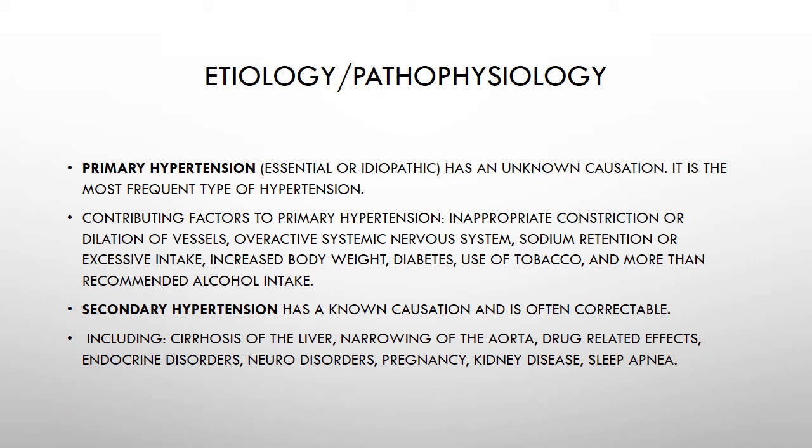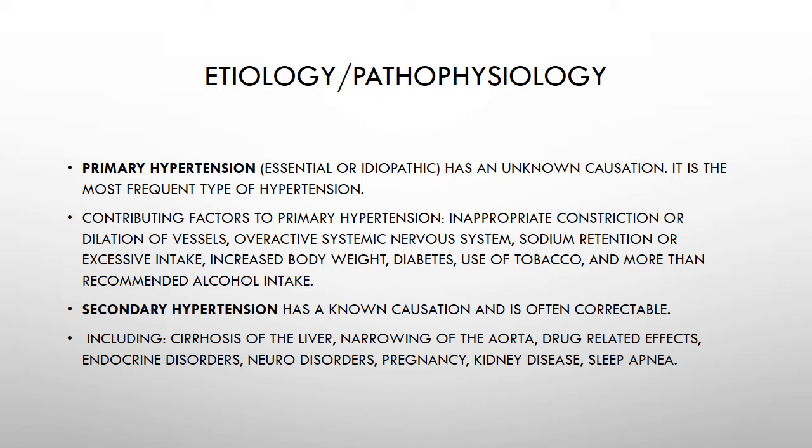Primary hypertension, or essential or idiopathic hypertension, has an unknown causation. It is the most frequent type of hypertension. Contributing factors to primary hypertension include inappropriate constriction or dilation of vessels, overactive sympathetic nervous system, sodium retention or excessive intake, increased body weight, diabetes, use of tobacco, and more than recommended alcohol intake.